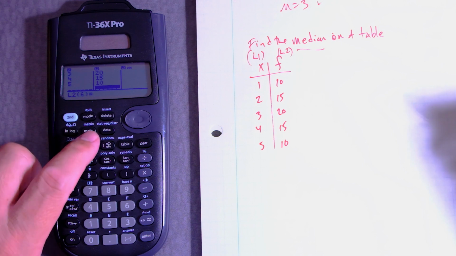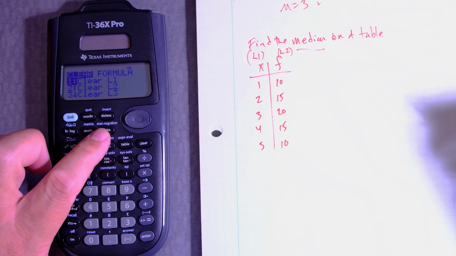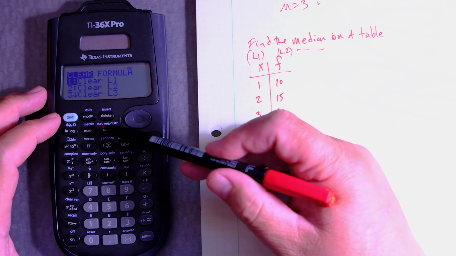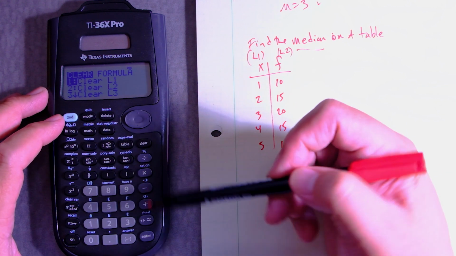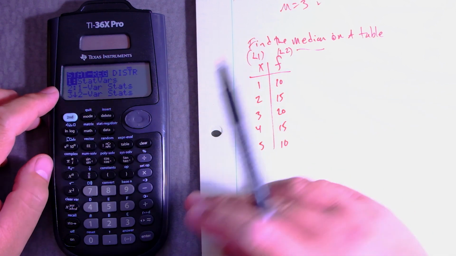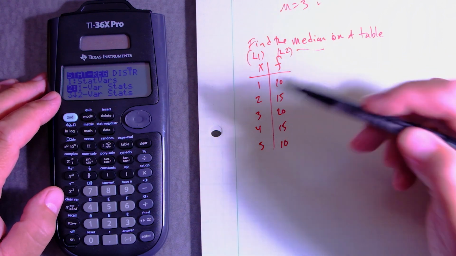Okay, so we can go to data, but not that one because I made a mistake here. I want the blue one that says stat distribution. So we click on the blue key first and then data. There we go. Okay, now this is only one variable statistics as well, right?